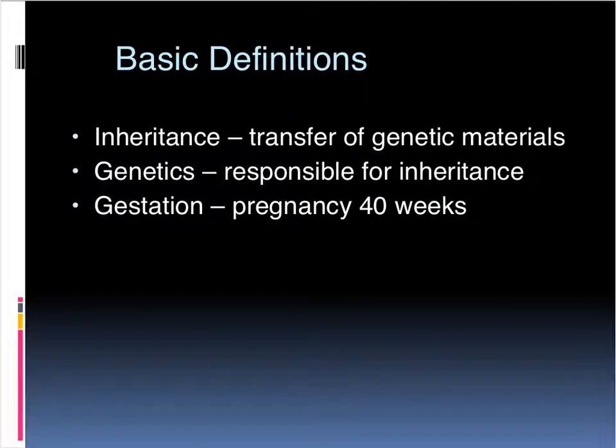Some basic definitions. Inheritance is the transfer of genetic materials, usually from the parents, mom and dad. Genetics is responsible for inheritance. And then gestation is another name for the pregnancy, and it lasts 40 weeks.